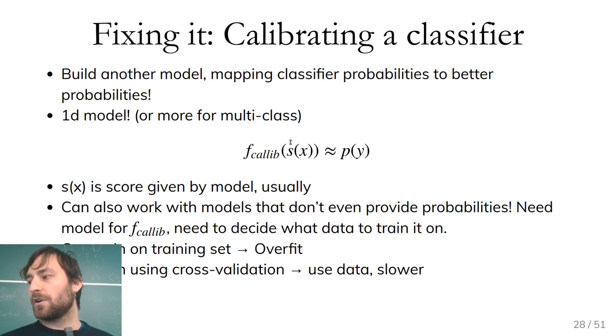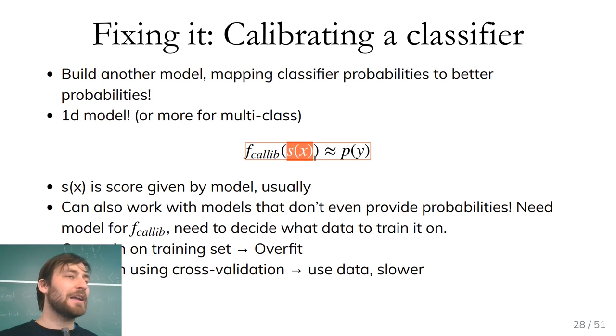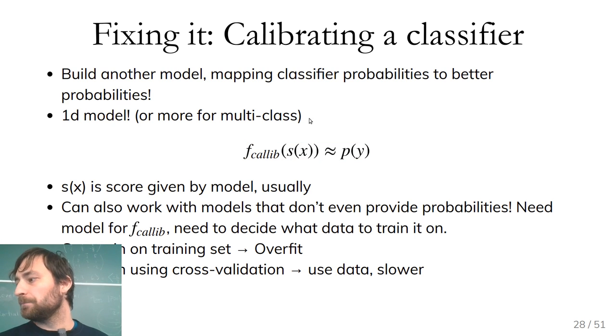So you get out a score. Some models, like support vector machines, don't even have a probability. They just give you a score. And now let's say we want to take this score, or the random forest, or a decision tree that gave you something that's kind of bad, and we want to find the true probabilities.